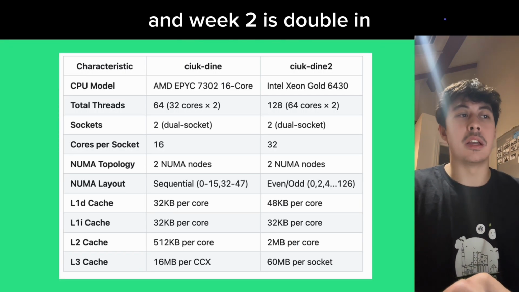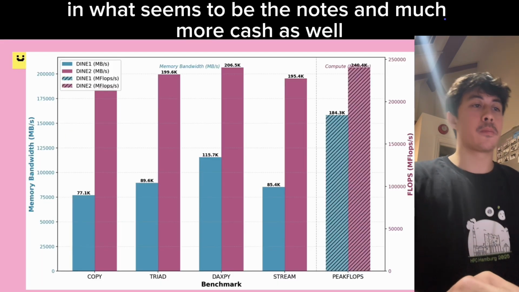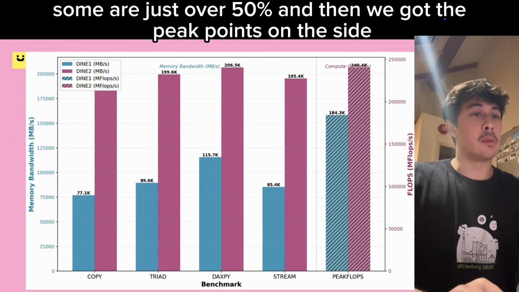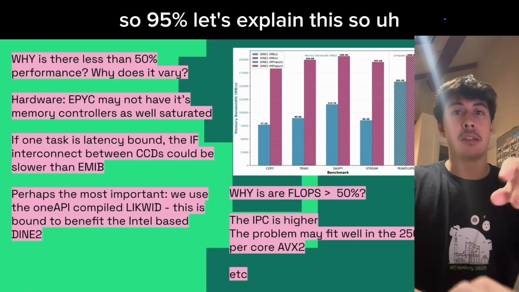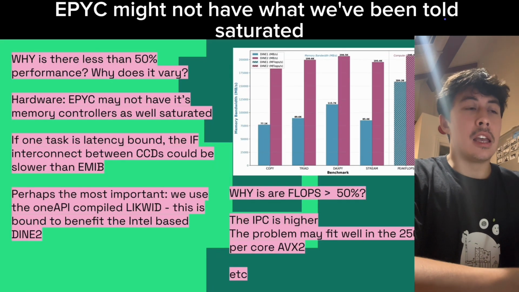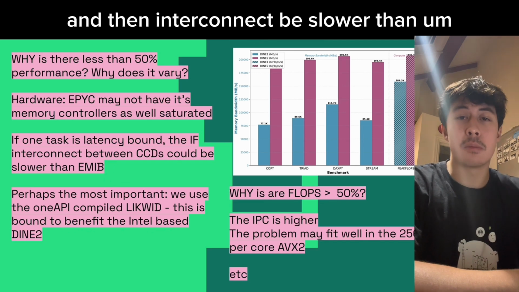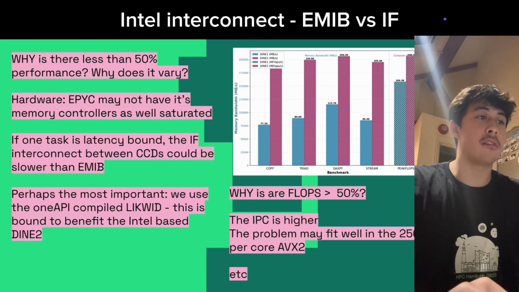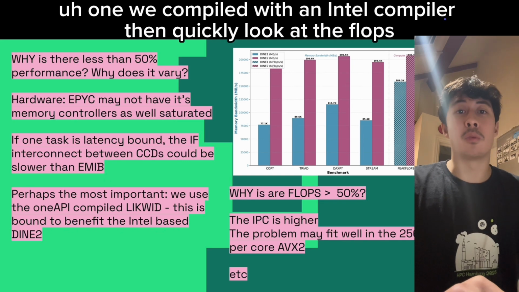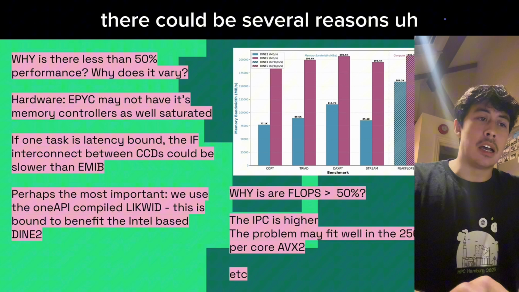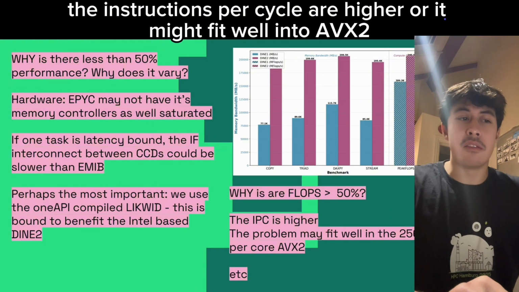We can see Dyne 2 is double in what seems to be the nodes and much more cache as well. So quickly looking at this, we see that some of the results for Dyne 1 are under 50%, some are just over 50%, and then we've got the peak flops on the other side is nowhere near 50%. Let's explain this. So EPYC might not have all its memory controllers saturated, and that's why it's less than 50. If a task is latency bound, then our interconnect will be slower than Intel's interconnect, which is EMIB versus IF. And perhaps the most important one, we can plug in an Intel compiler. And then quickly looking at the flops, why are the flops greater than 50% here? There could be several reasons. The instructions per cycle are higher, or it might fit well into AVX2.